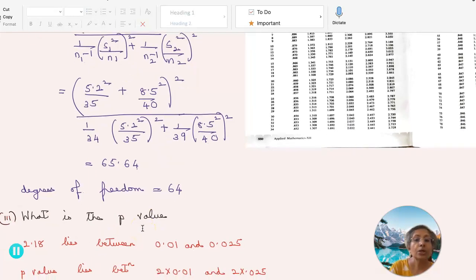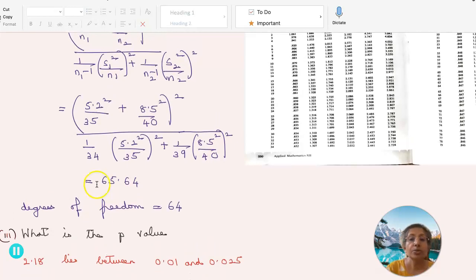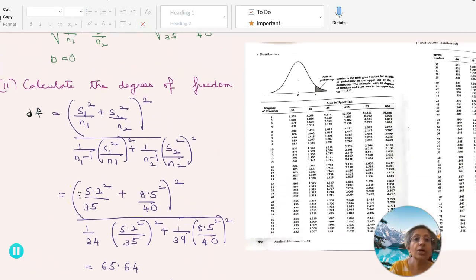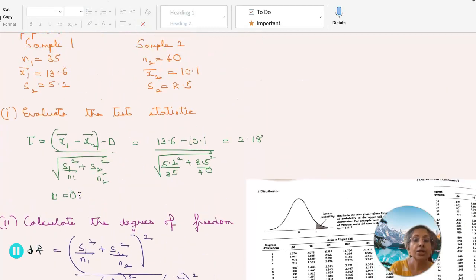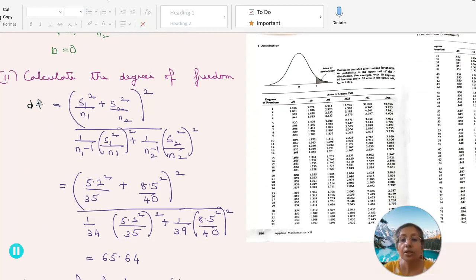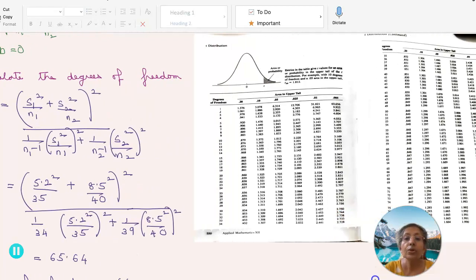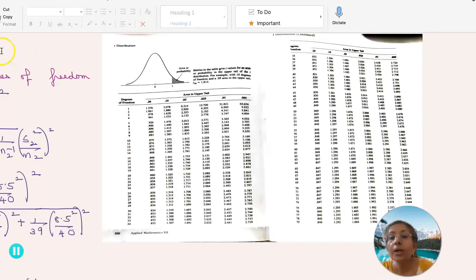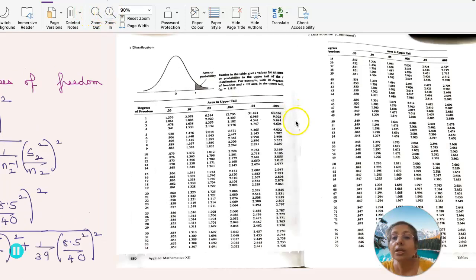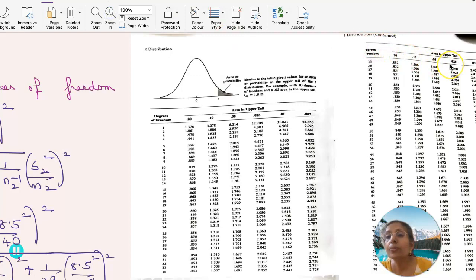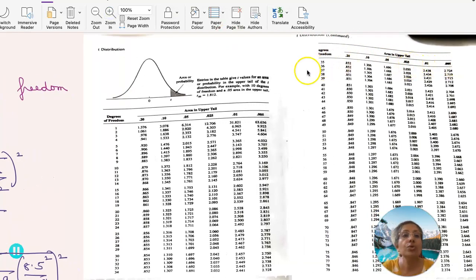Now what is the p-value? The p-value, you look at the t distribution table, you look at degree of freedom 64 and test statistic as 2.18. So this is the t distribution table. So we will look at 65 and 2.18. So if we were to just zoom this a little, we have degree of freedom 65 and 2.18. So that basically lies between these two values, between 0.05 and 0.025. I'm just going to zoom it a little more. It's between 0.05 and 0.025.